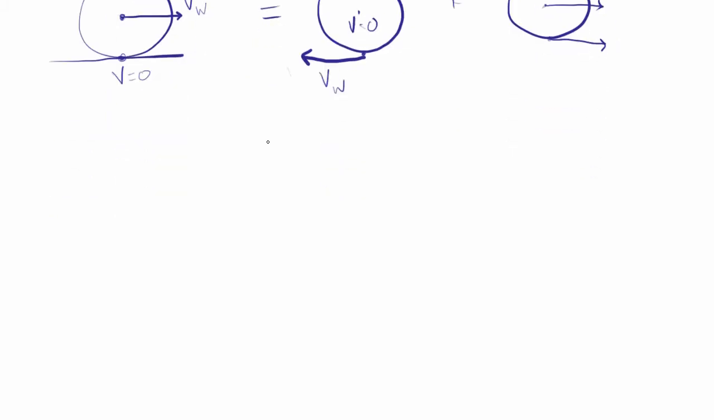All right, let's do rolling motion part B. So now instead of just having a ball rolling, let's add in a little bit of complexity. And we'll put a ball on a ramp.